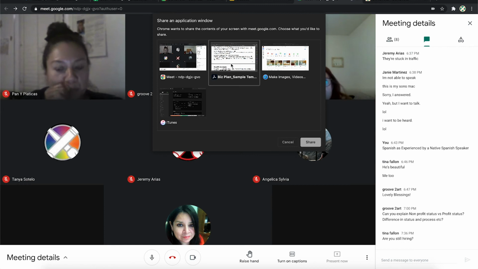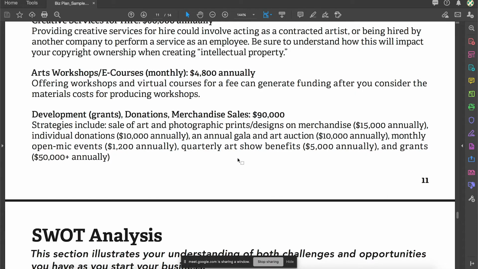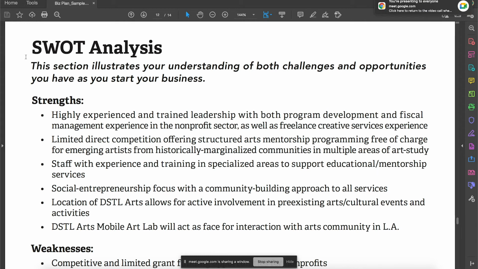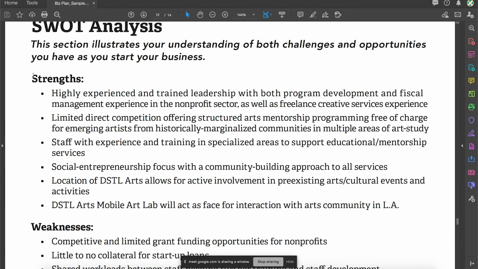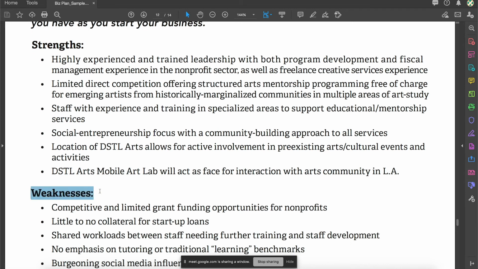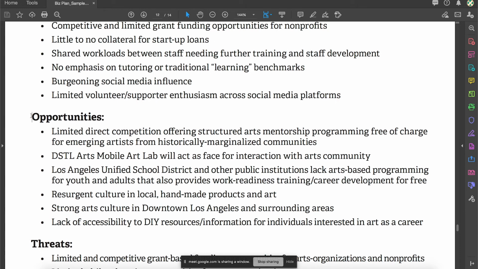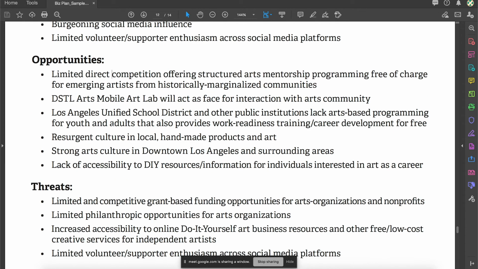We'll continue on. So the SWOT analysis, this section, S-W-O-T, is basically a way for you to, in bullet points, talk about what your strengths are. That's the S in SWOT. What your weaknesses are. That's the W. The opportunities. That's the O, and then the threats.